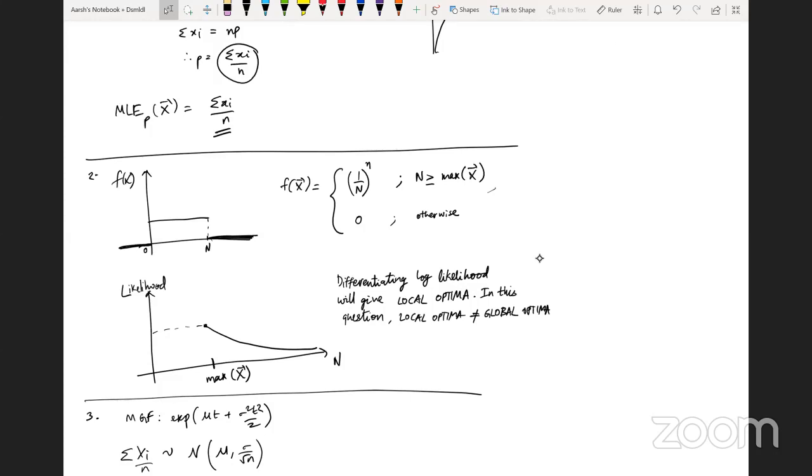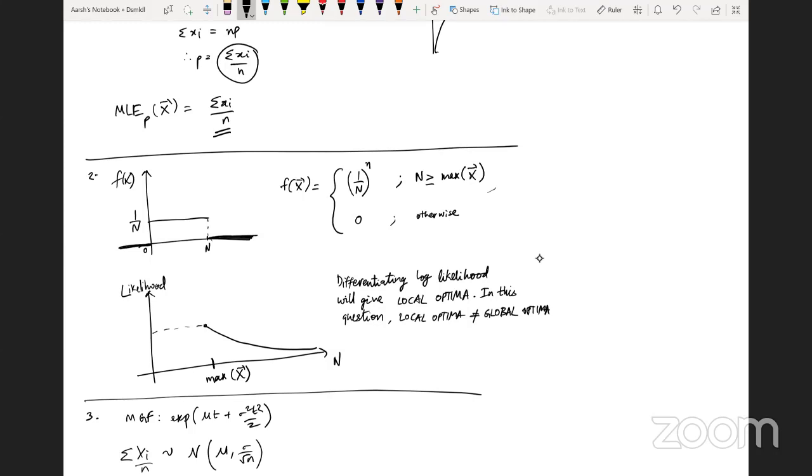This is the PDF for a single random variable. For values between 0 and capital N, the PDF value is 1 over n, and outside it is 0. Now given this, we will write the joint distribution function of the samples we obtained.